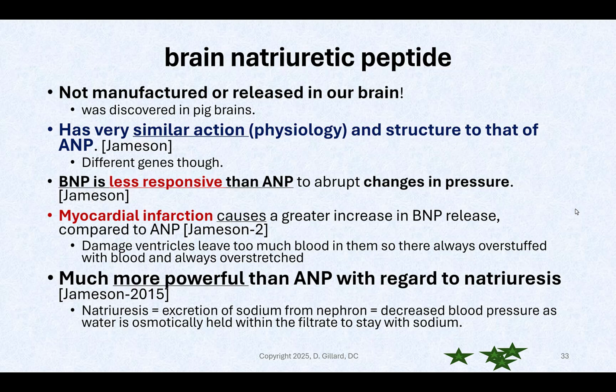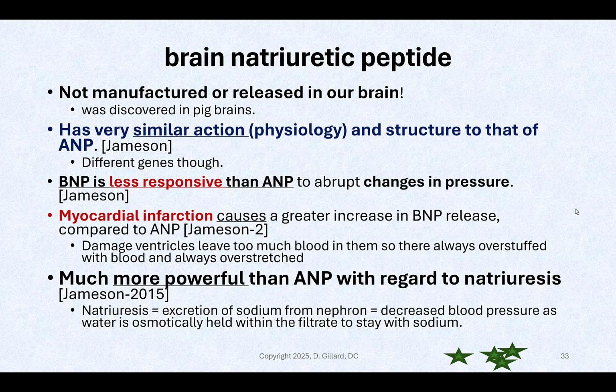So physiologically it's almost identical to ANP, so I won't go through all that. The gene that releases it is the same type of gene, it's just coming from a different chromosome. It's less responsive than ANP to abrupt changes, but it's more powerful, so if it is triggered, it has a more powerful lowering effect on blood pressure. Exercise doesn't seem to set this one off. Exercise seems to release ANP, but not BNP. So it's less responsive. You've got to hit it more to get it to fire off.